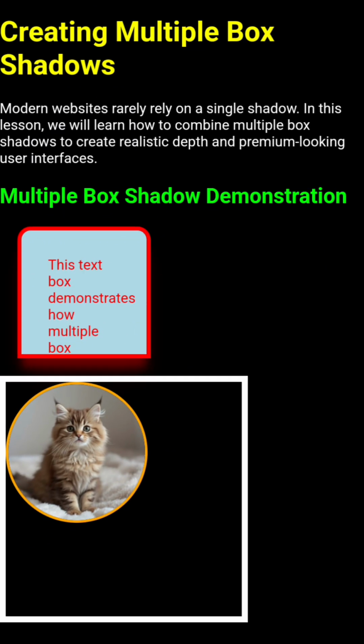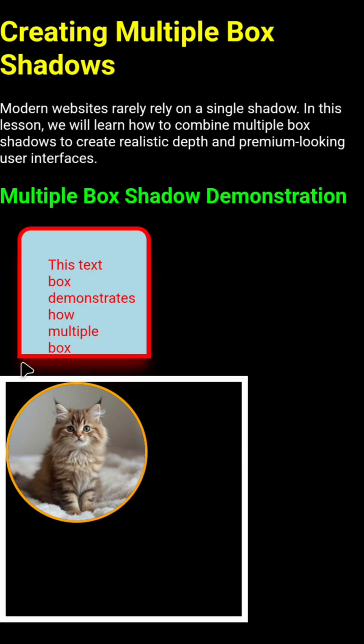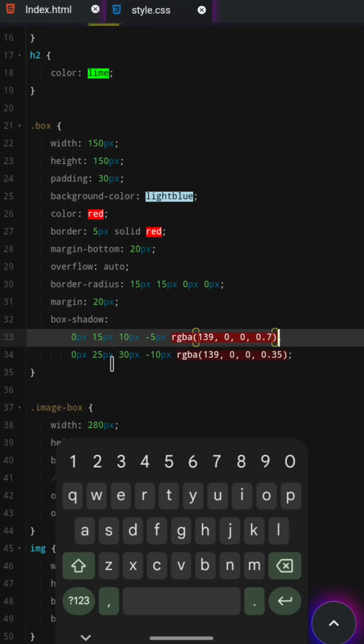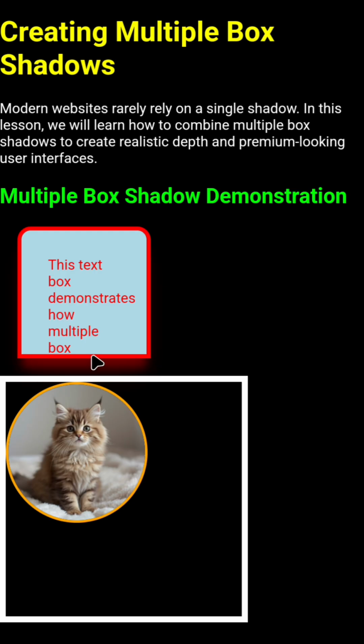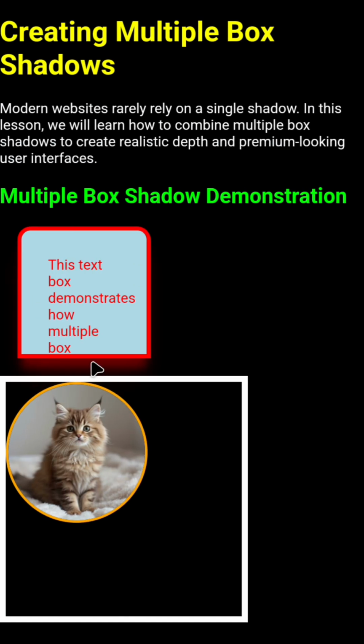Now, here is a golden rule you need to remember about how these shadows are stacked. The browser layers shadows from top to bottom based on the order you write them in your code. In other words, the first shadow you write is always the closest one to the box. Every new shadow you add after the comma gets rendered underneath the ones before it. This is exactly why we put our sharper, darker shadow first and our wider, softer atmosphere shadow second. If we swapped the order, that big, soft second shadow would actually swallow up the sharp detail of the first one. Now look back at the screen.